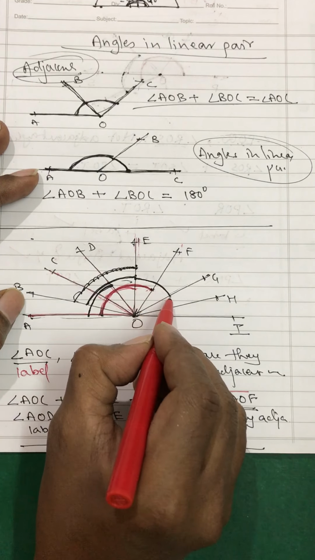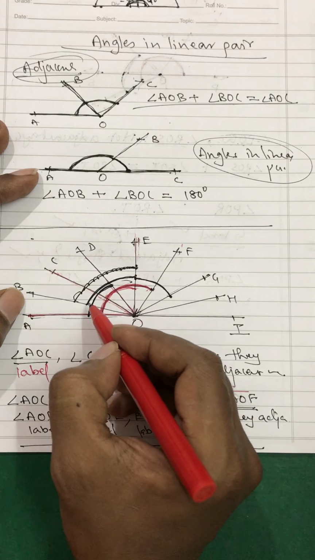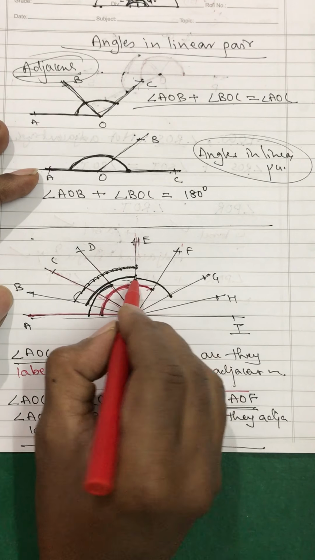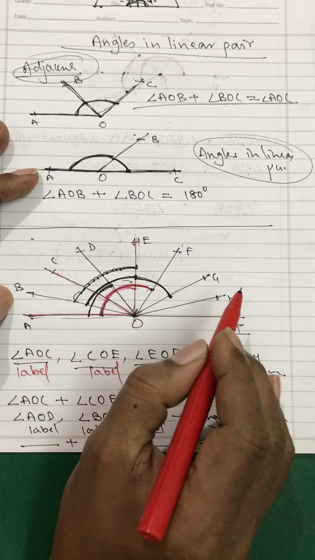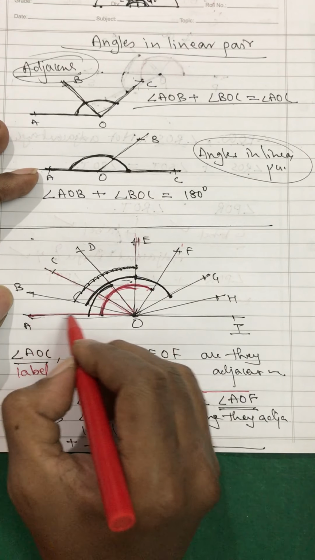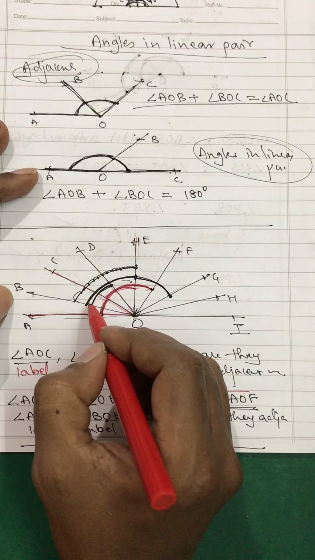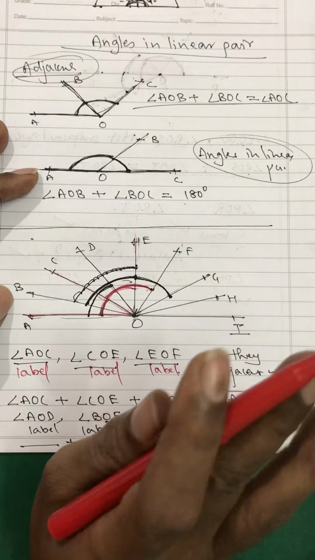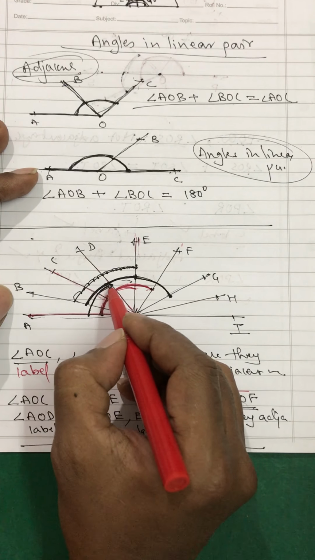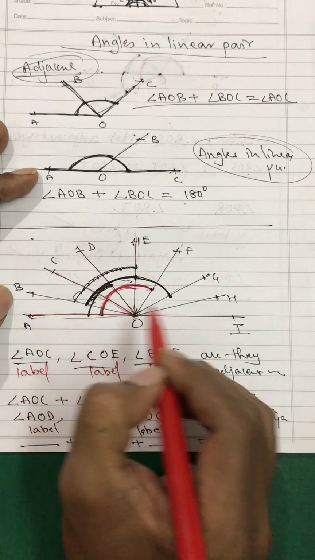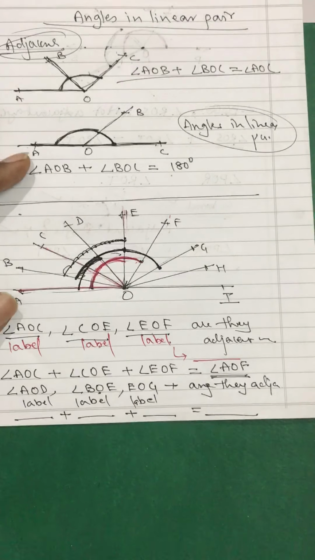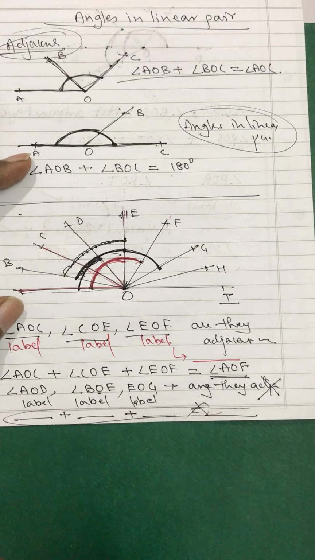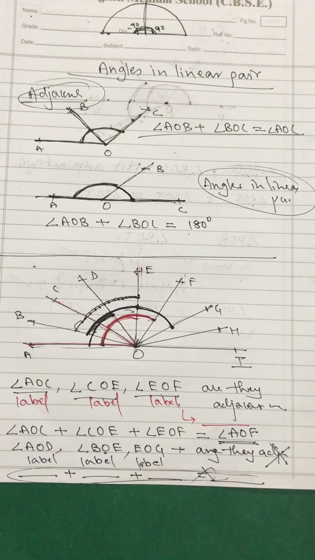From here there is a continuity, no problem. This angle BOE and angle EOG are adjacent angles, but AOD and angle BOE and angle EOG will not be adjacent angles, because there is an overlap over here. You can see this. So they are not adjacent angles, and because they are not adjacent angles, the question of applying the property of adjacent angles is not possible.